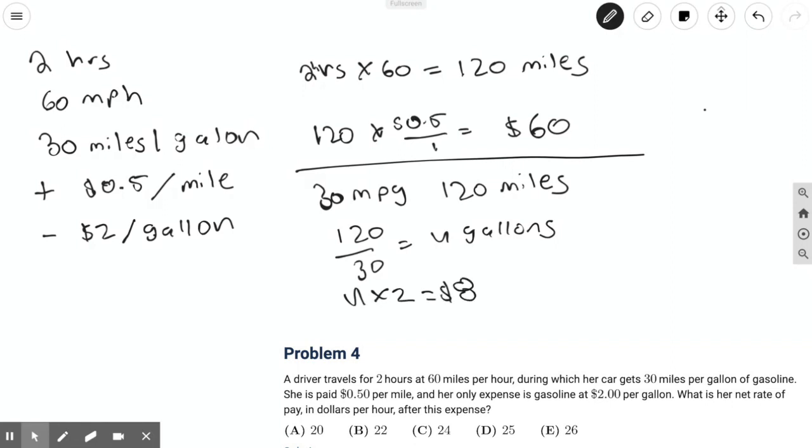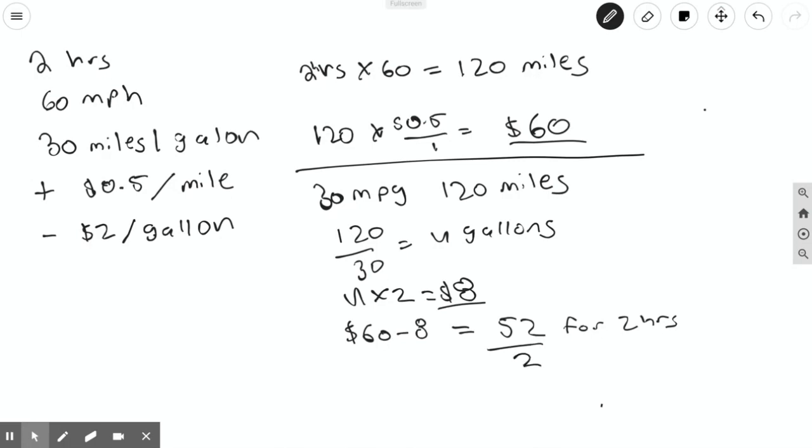So the total that comes across is 60 minus 8, which is 52. Now this is for the total 2 hours she drove. But the question asks for how much in 1 hour. So we can divide this by 2 to get our total answer of 26, which is answer choice E.